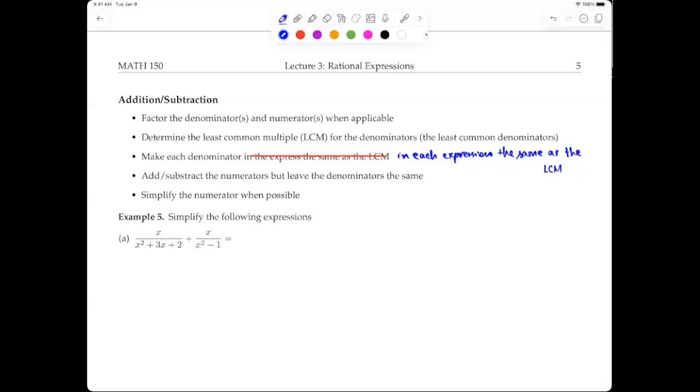Then the next step is to add and subtract the numerators, but leave the denominator the same. So you manipulate the denominator in the second and third step. And in the fourth step, you just leave the denominator the same, but add or subtract the numerators together. And then the last step is to simplify the numerator when possible.